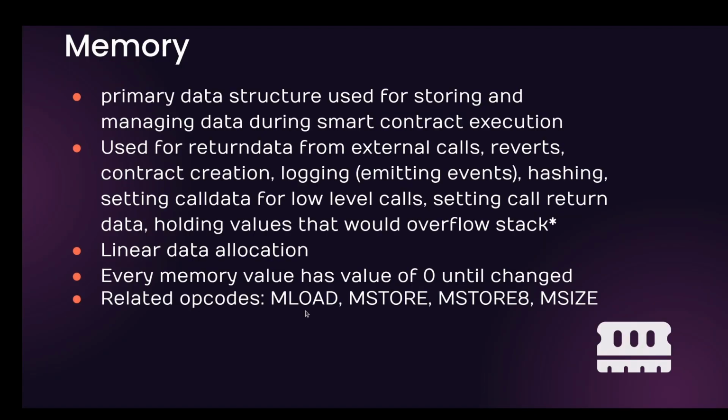Now, let's move to memory. Memory is a primary data structure used for storing and managing data during smart contract execution. It's used for return data from external calls, reverts, contract creation, logging or emitting events, hashing, setting call data for low-level calls, setting call return data, and holding values that will overflow the stack, as I said before when I was talking about the stack. So it does quite a lot of things.